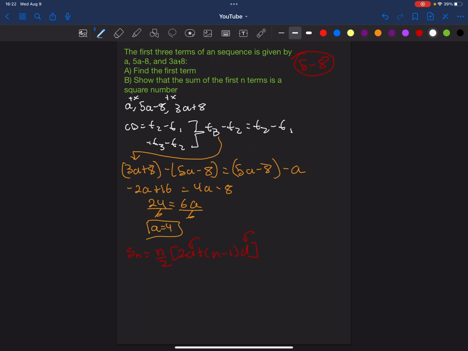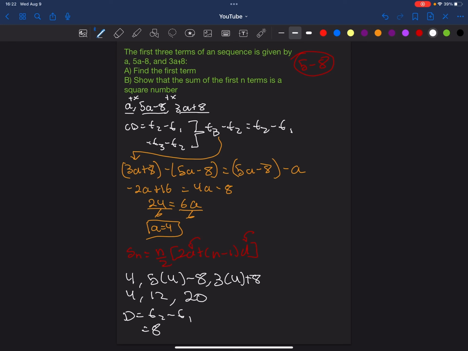To find the value of d, all we're going to do is to substitute 4 into all the terms here. So into this one, and this one. So it's going to be 4, then 5 times 4 minus 8, and then 3 times 4 plus 8. So you're left with 4, then 12, and then 20. So now to find the common difference, all we're going to do is t2 minus t1, or t3 minus t2. So this gives us 8. So the common difference is going to be 8.